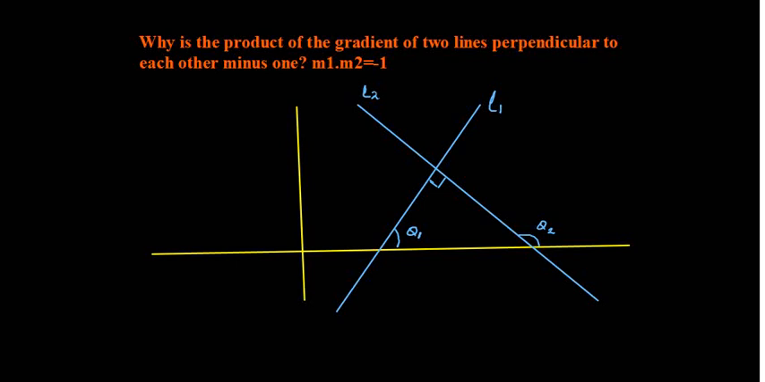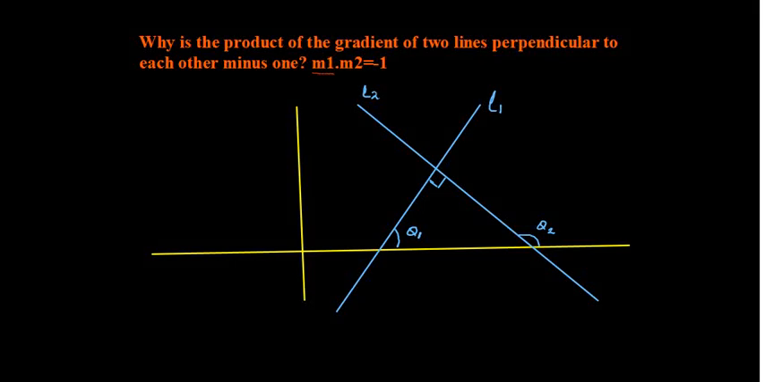So why is the product of the gradient of two lines perpendicular to each other -1? So we have two lines over here, that is L1 and L2. Both are perpendicular to each other. So we need to prove that the product of the gradients of these two lines is equal to -1. So we are going to prove it.